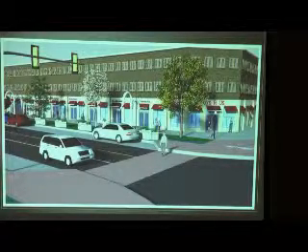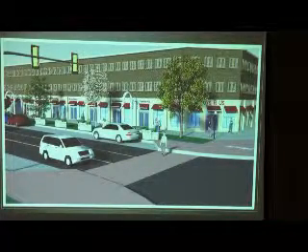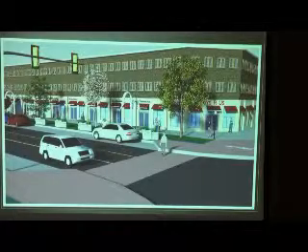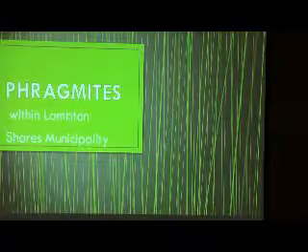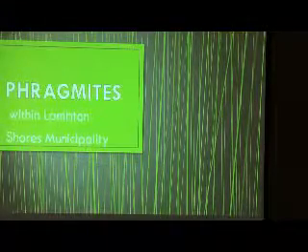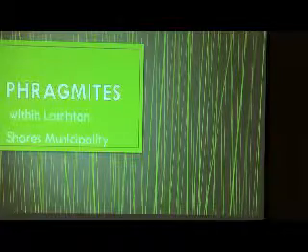So this would be my ideal new design for the corner of Colonel Talbot in Southdale. And these are just some other views that I've created. So on to the main topic for today, which is fragmites within Lantern Shores.